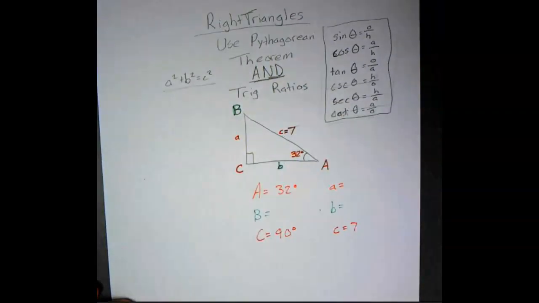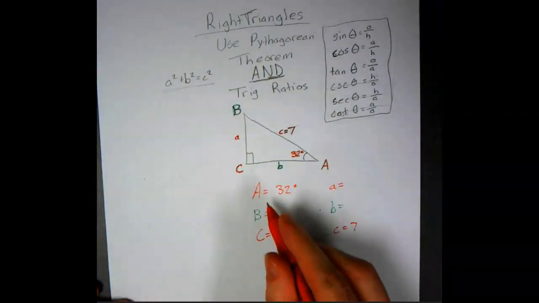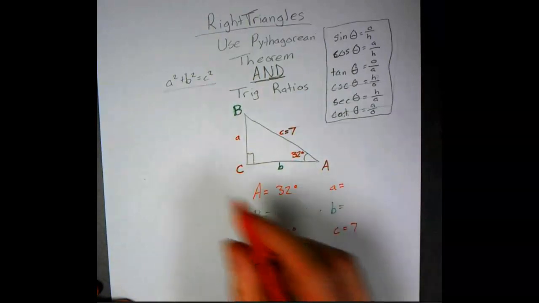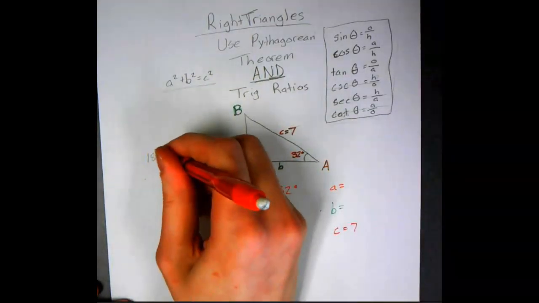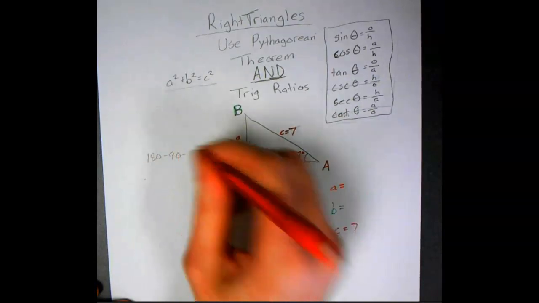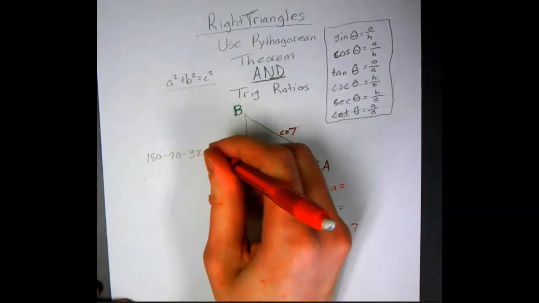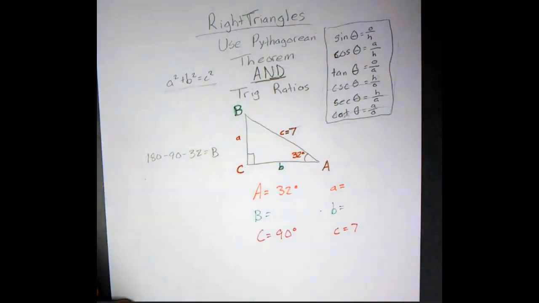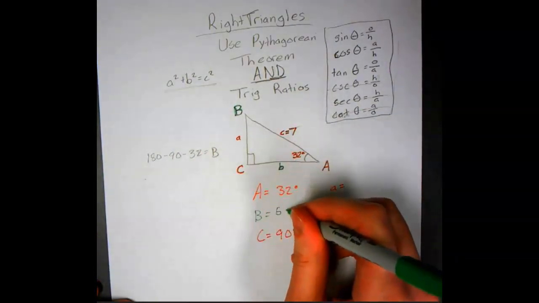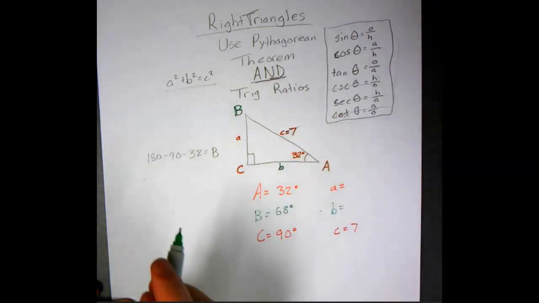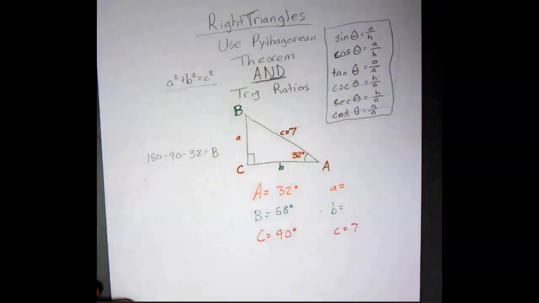So when we're trying to find angle B, first we can use that property of a triangle. So we'll say 180 minus 90 minus 32 equals B. And when we do that, we'll find out that B equals 58 degrees. Next, we're going to use our sine, cosine, tangent, whatever we want to solve for A and B.